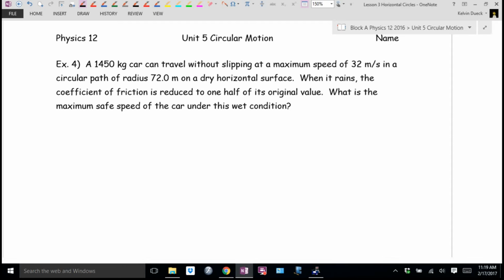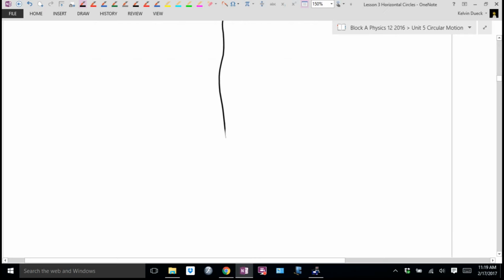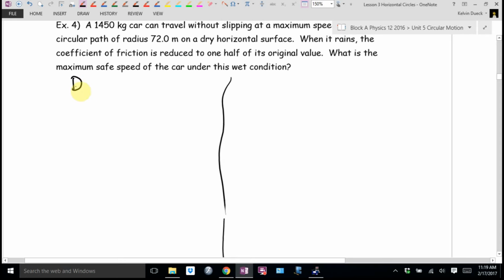Before I even jump in, I'm sensing this question has two conditions. What are the two conditions? I'll give you a hint: the second one starts with the letter W. Okay, I think I'm going to divide my page into halves. I'll call this side the dry page, and this side the raining, wet page.